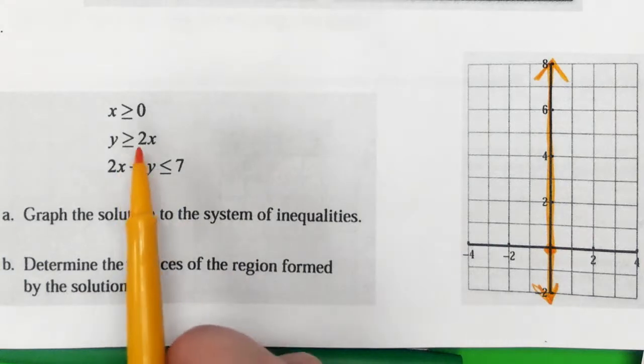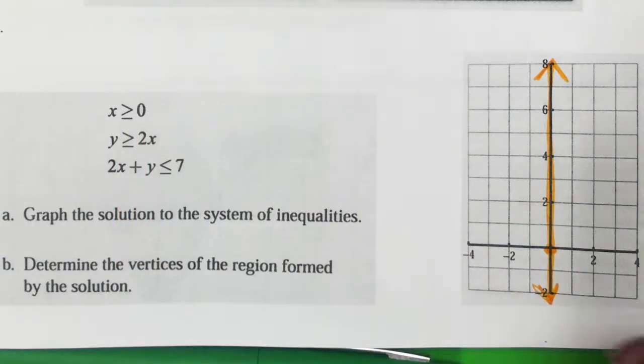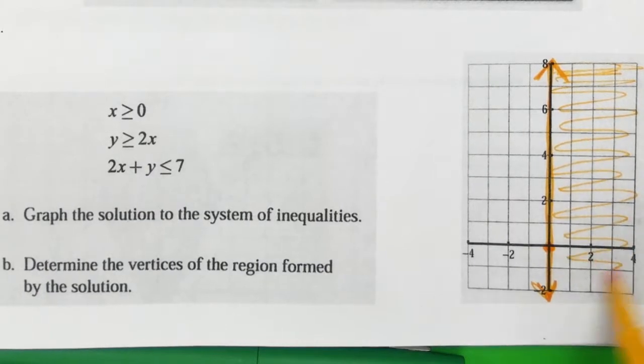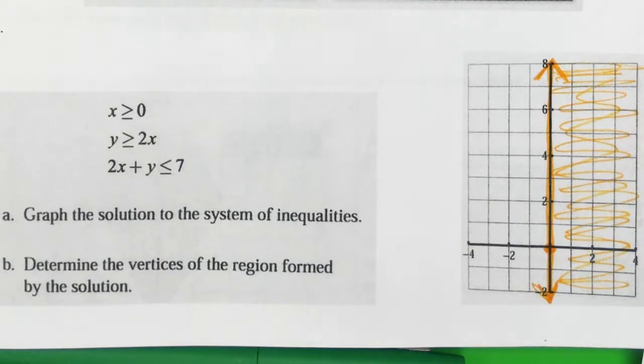And then where does it tell you to shade? Which way? To the right. There you go. This is going to be something that's on your test, just not all together. All right, what about the next one?